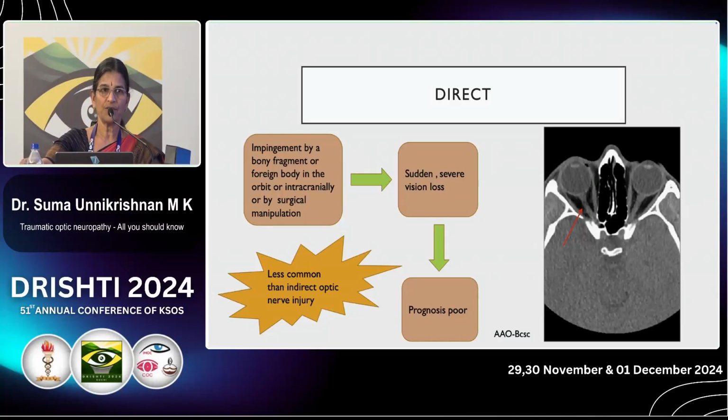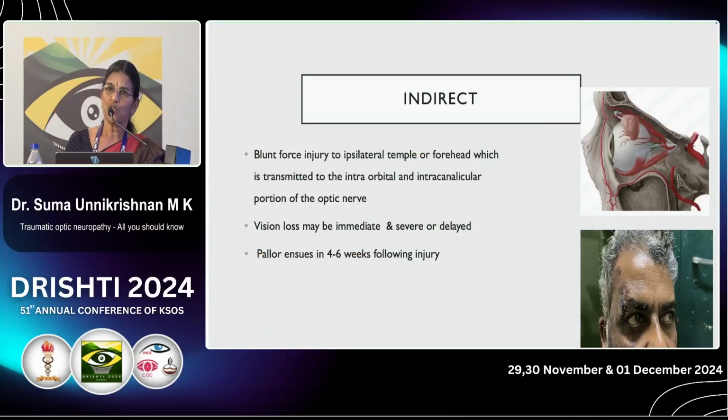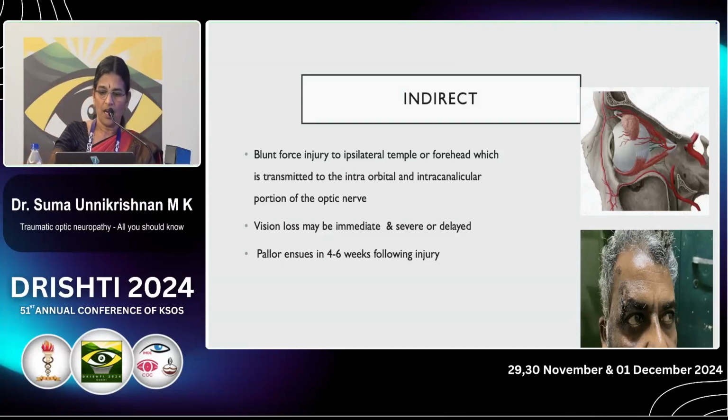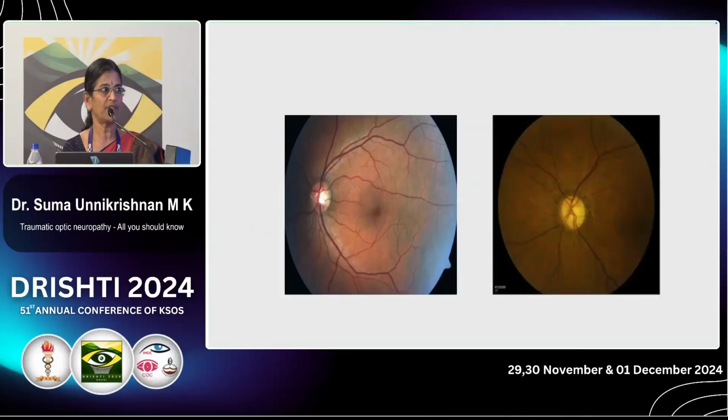It can cause sudden and severe loss of vision, and the prognosis is very poor, but luckily it is less common than the indirect one. The indirect one is due to a blunt force to the ipsilateral temple or forehead, which is transmitted to the intraorbital and intracanalicular part of the optic nerve. As you see in this picture, a very trivial injury in the forehead can produce traumatic optic neuropathy. Here also the vision loss may be severe and immediate, but it can also occur as a delayed severe vision loss. Pallor ensues usually 4 to 6 weeks after the trauma.